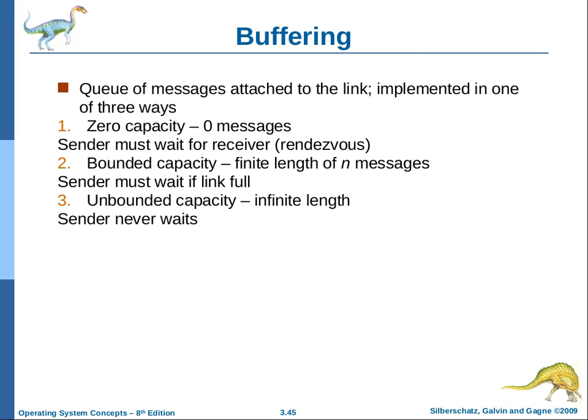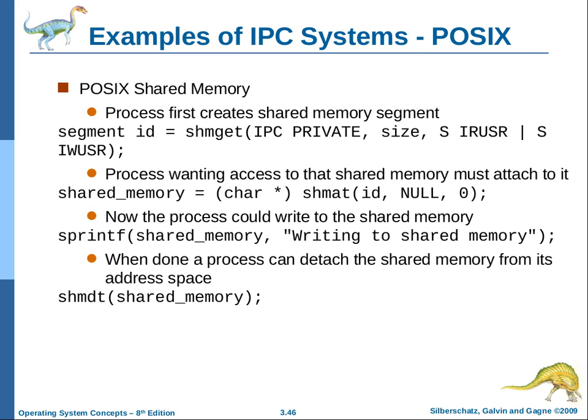Bounded capacity: finite length of n, so you can put so many messages in your buffer and wait until it's full. Unbounded means, well, at least it seems like infinite length. The sender never waits.